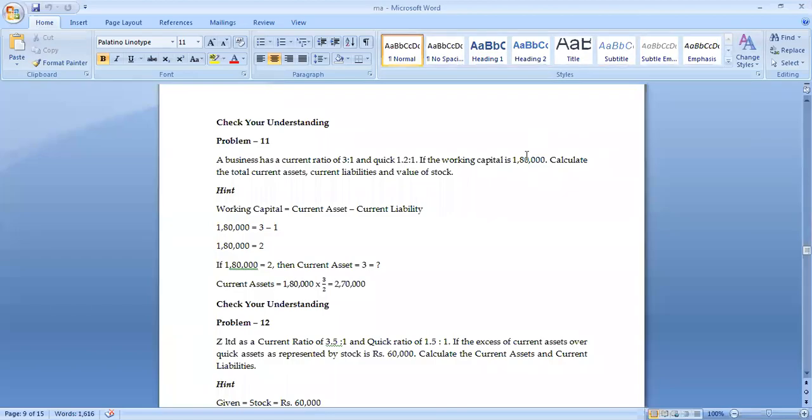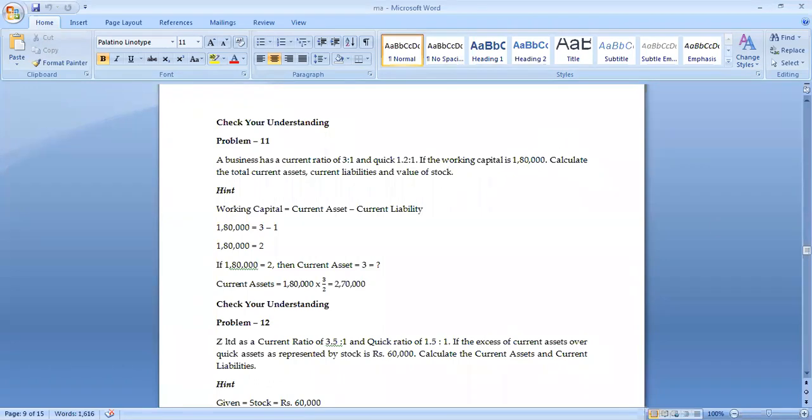Hello all. In the previous class, we discussed ascertaining the ratios, which dealt only with the current ratio, quick ratio, and the acid test ratio. So today we will discuss the turnover ratios, or the activity ratios, which is also called the debt equity ratio. Along with that, we will learn about the proprietary ratio.